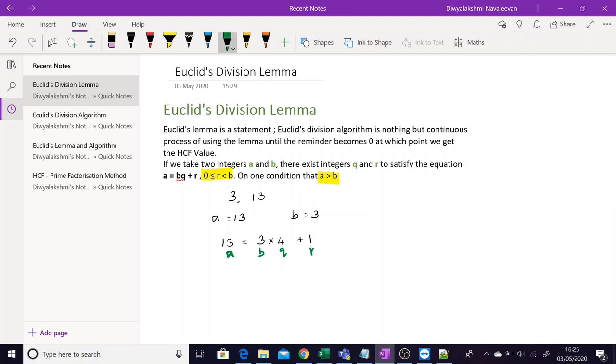It is so simple. If you remember from the basic division concept, whatever is the divisor, the remainder cannot be greater than the divisor. So here b is the divisor 3, and if you divide any number by 3, the remainder can only be 0, 1 or 2. That is what they have written there.